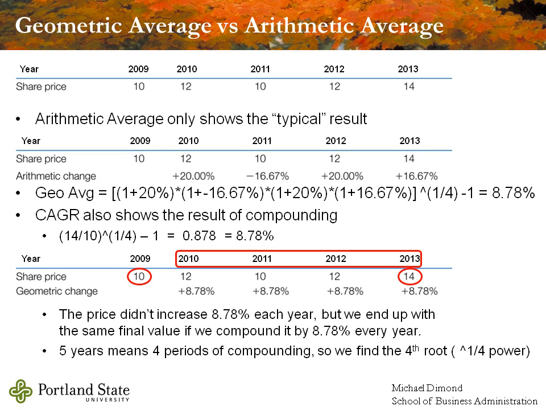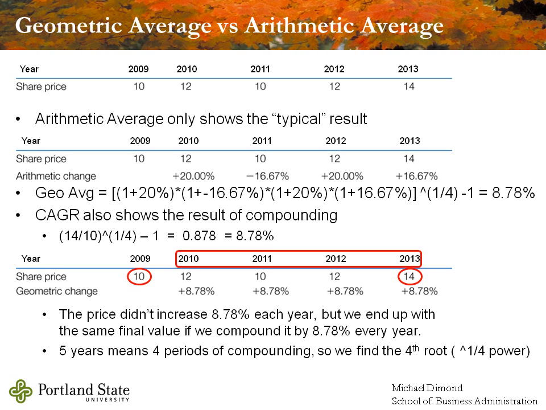We're simply going to add 1 to each of the annual percentages. So our first period gain was 20%, so we add 1 to that. We're going to multiply that by 1 plus each of the subsequent years' change. So 1 plus a negative 16.67%, 1 plus 20%, 1 plus 16.67%. If we multiply each of those pieces together and then take the 4th root of it, we'll wind up with 1.0878. If we subtract 1 from that, we wind up with 8.78%. So 8.78% is my geometric average. That's going to be the compound annual growth rate that I wound up with as a result of those numbers.